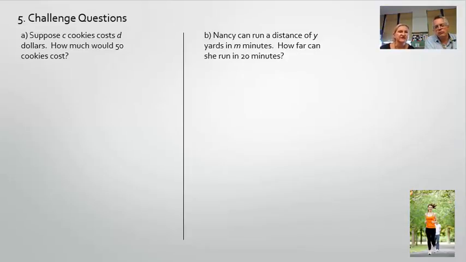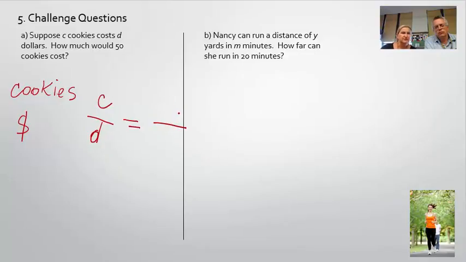So in this case, we have C cookies cost $D. So my two quantities now are cookies and the dollars, or cost. So let's write it down. Okay, so I have C cookies, cost $D. So if I'm consistent, the question is, how much would 50 cookies cost? So my cookies go in the numerator, 50 cookies, and the question is about the cost, how much money, so that's my X. So now keep in mind, you're still solving for the X.